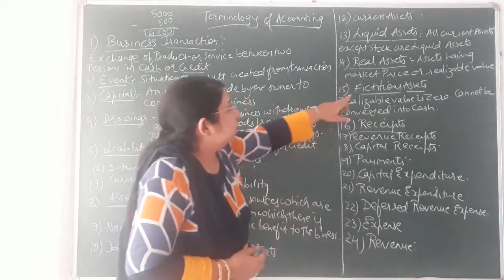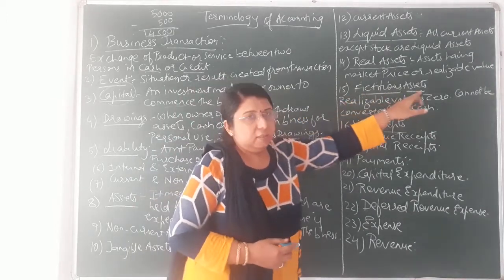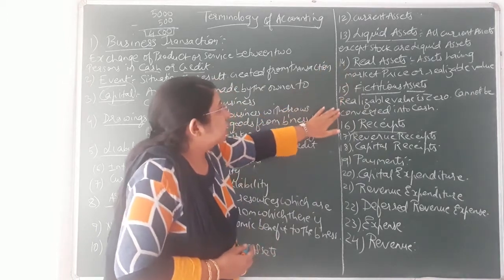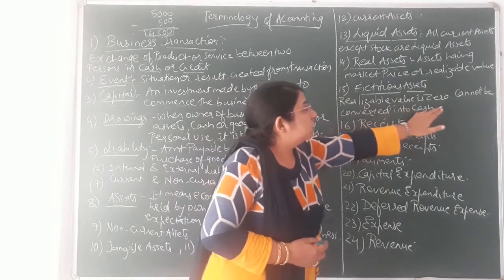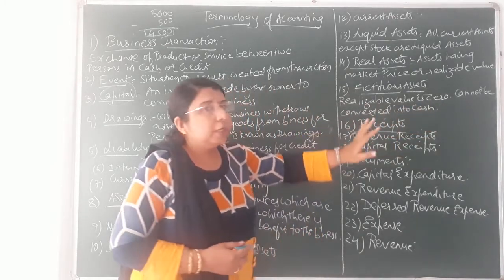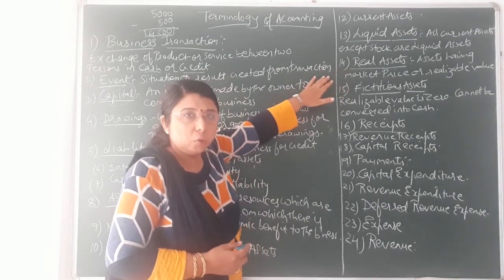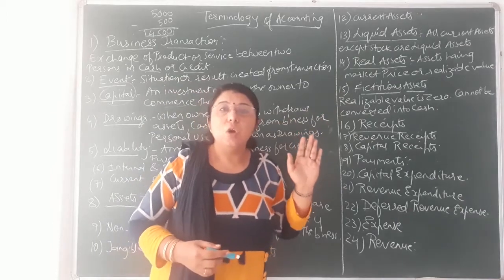Now the next word that comes is fictitious assets. What is it called? Fictitious assets. It is the opposite of real assets. Assets which do not have realizable value. Realizable value is zero, they cannot be converted into cash. Real assets can be easily converted into cash, but fictitious assets cannot be easily converted into cash.